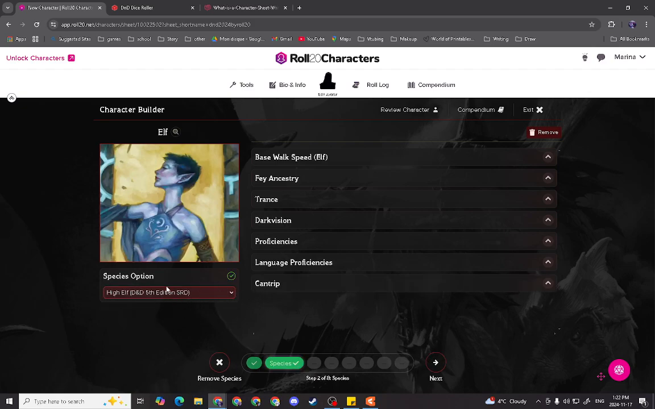Here you only have access to High Elf, but there are different elves. There's Wood Elf, there's Drow, there's High Elf, etc.